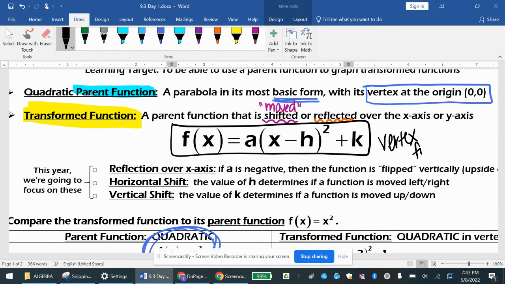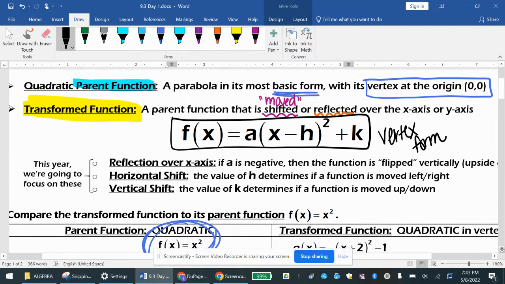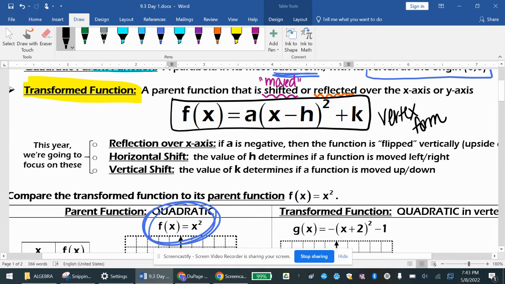de parábolas. Remember, we're going to be talking about other functions. Vamos a estudiar otras funciones, pero hoy vamos a enfocarnos en las cuadradas. Okay. So we've graphed these before, but we're going to be studying them in a different way.